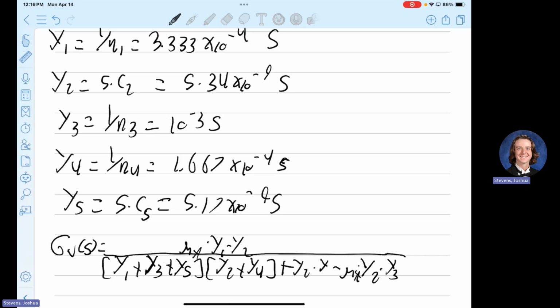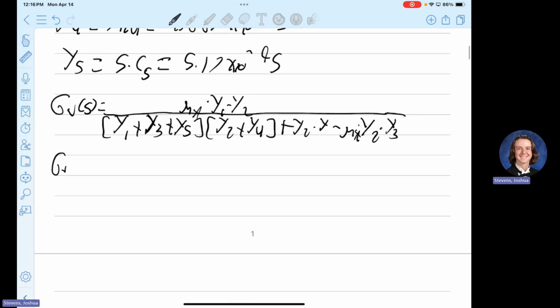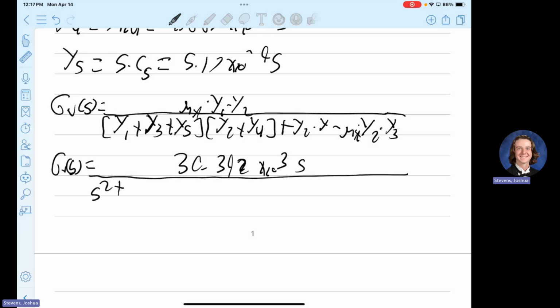I literally plugged it in, and when I plugged in all those values, this is what my G of S looked like: 30.392 times 10 to the third S over S squared plus 1.961 times 10 to the third times S plus 384.468 times 10 to the sixth. Can anybody tell me what type of filter this is?